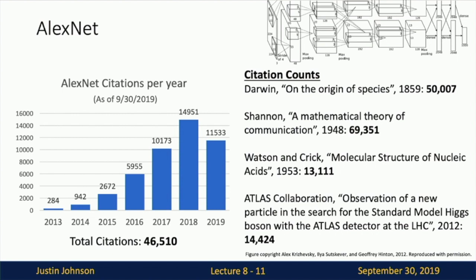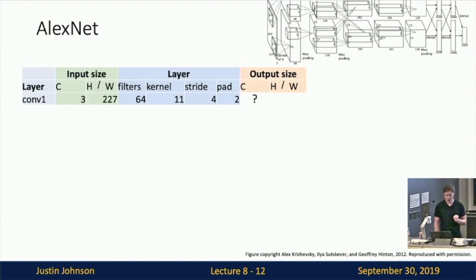But with that historical context in mind, what does the AlexNet architecture actually look like? Well, AlexNet starts off with an input image of 227 by 227 pixels and works on RGB images, so it has three input channels. The first convolutional layer has, and this should be a bit of recap from the convolution layer that we talked about in the previous lecture, 64 filters, a kernel size of 11 by 11, a stride of 4, and a pad of 4.